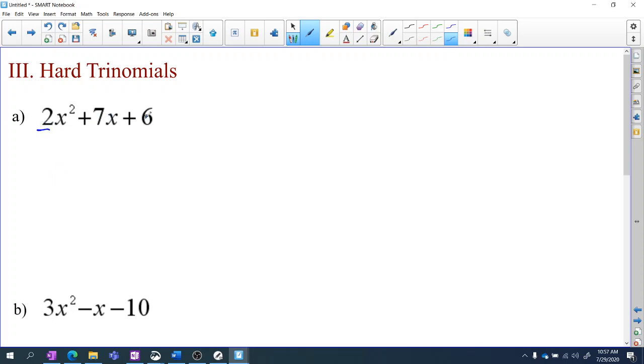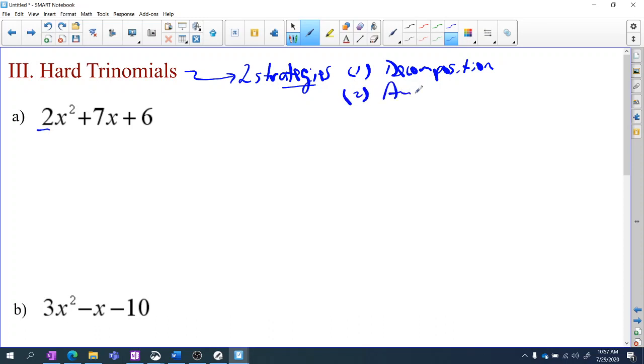So I look here quickly, 2, 7, and 6. Nothing divides into all of them, so I do not have a GCF, which means I am going to have to use a strategy. Now I'm going to show you two strategies, just so that you see them. The first one I'm going to show you is called decomposition, and the second one is called the Australian method. Now I've seen this one called other things as well, but that's what I've seen it called when I researched it a little bit on YouTube.